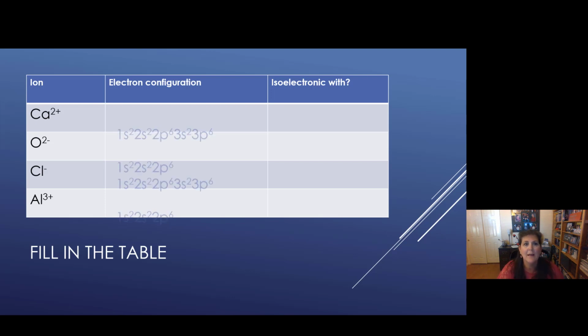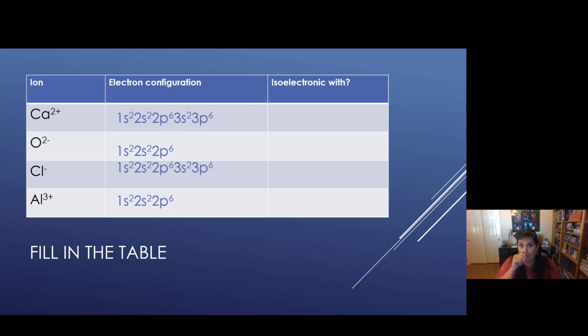All right, we're back. I'm just going to show you the answers because you were supposed to work on this yourself. Calcium 2 plus means we lost 2 electrons. So we went from 20 back to 18, so we're isoelectronic with argon. So it has the same configuration as argon: 1s2, 2s2, 2p6, 3s2, 3p6. Again, we're ending in s2p6, happy, happy, happy.